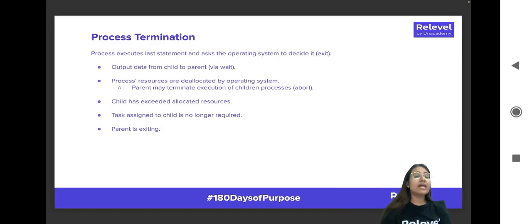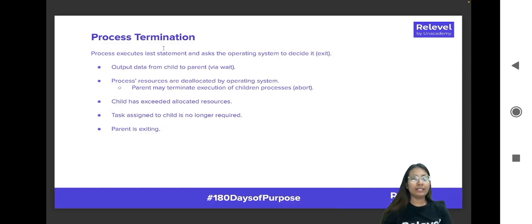Sometimes it may also happen that a process kills its children if the task that was assigned to the child is no longer required. Sometimes you created a sub process, a child process, because it had to do some task, but now you no longer need that task altogether. You no longer need to do it. In that case also, you can terminate the child.